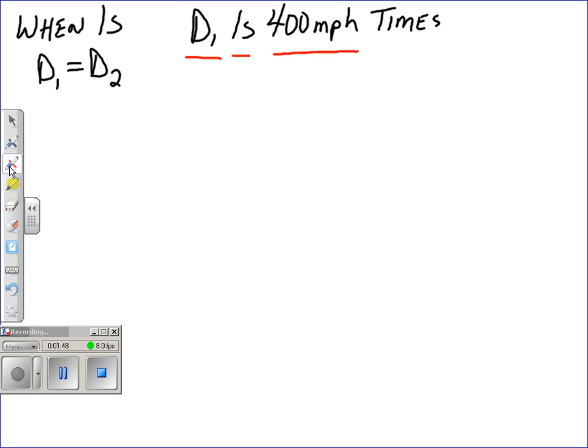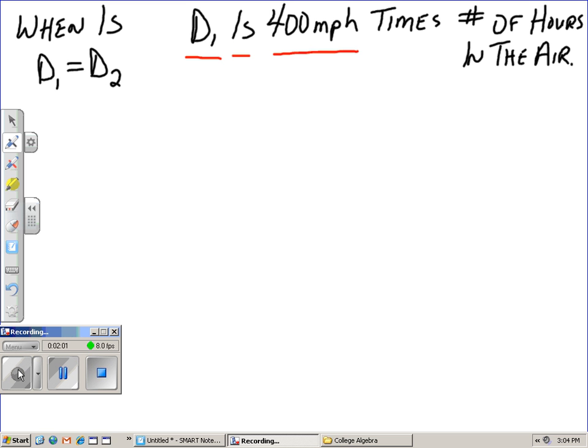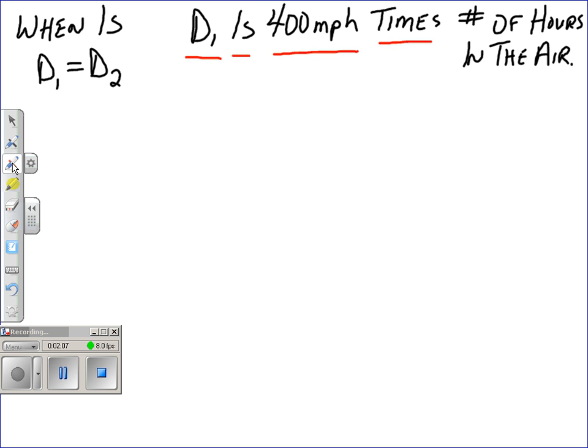Well, I have to know how many hours it's been in the air. Because if it's been in the air 1 hour, then it covered 400 miles. If it's been in the air 2 hours, it covered 800 miles, and so on. So what I need to know is how long it's been in the air. So distance covered by plane 1 is 400 miles an hour times the number of hours it's in the air.